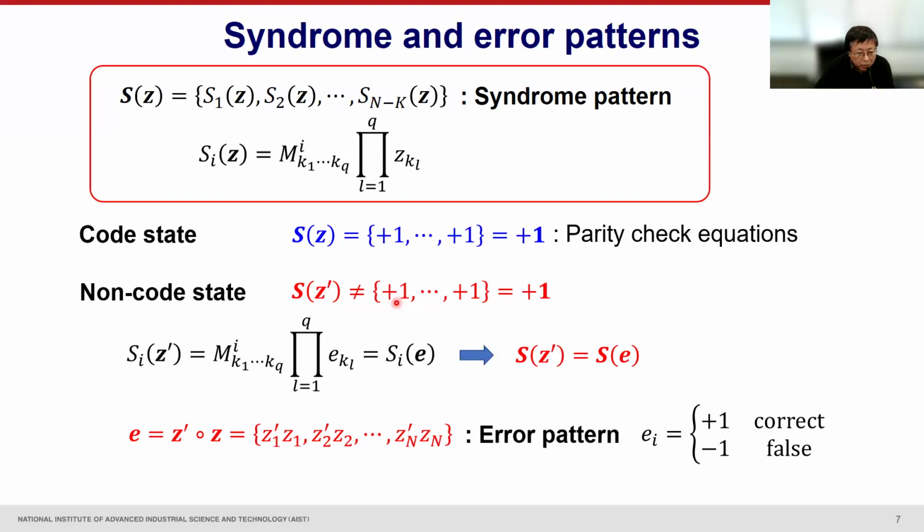If we define the error pattern E as the element-wise product of Z and Z prime, as shown here, it is easy to see that the syndrome pattern for Z prime is only a function of the error pattern E. Because of this functional relationship, we can infer the error pattern E from the associated syndrome pattern, which is discussed later.